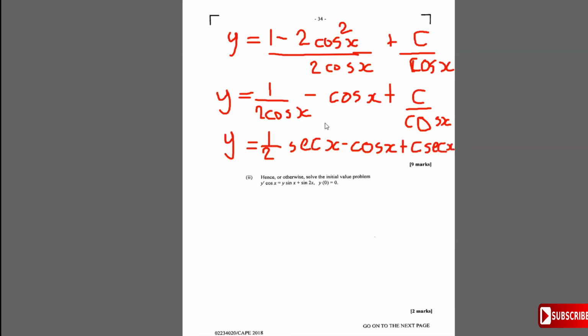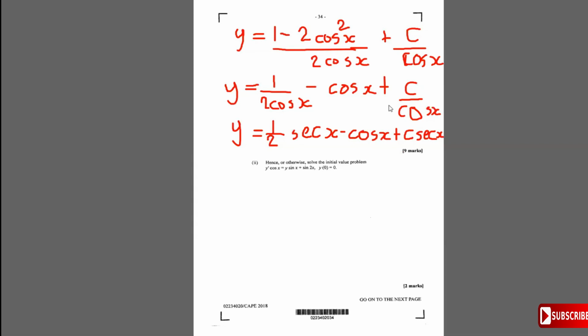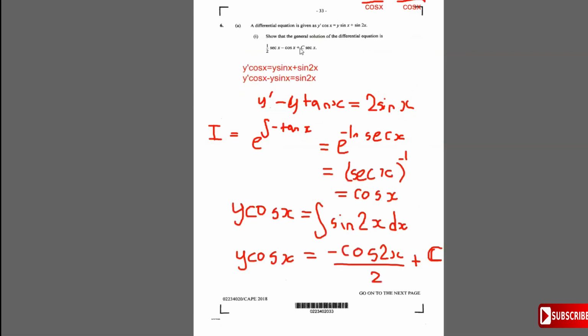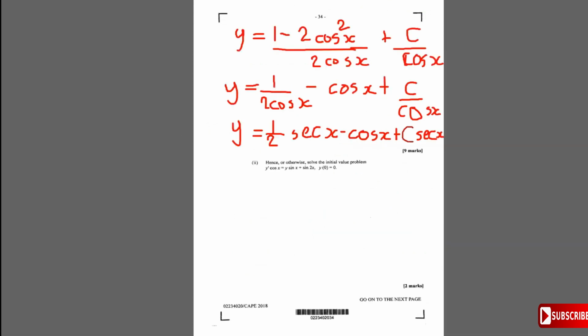Nice and easy, soft. Make this look more like a C. So put C, to show that this is a constant. This looks like C sec x. So there we have it. We prove it. Nice and easy, soft.